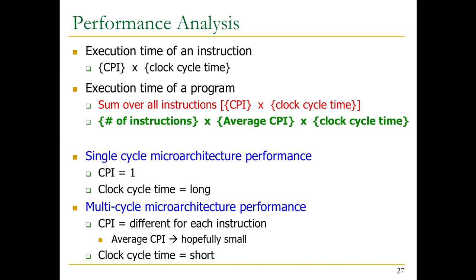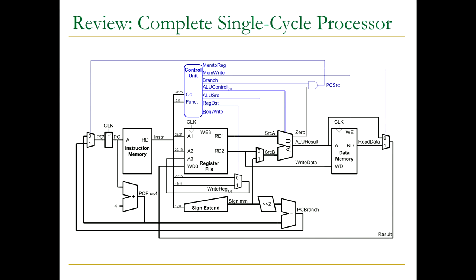In fact, there have been a lot of papers written to discuss what is the optimal clock cycle time of a processor. And people don't agree necessarily. But we'll talk about that. But the key point here is in a multi-cycle machine, you have 2 degrees of freedom to optimize independently: the cycles per instruction and clock cycle time. You don't have that freedom in the single-cycle microarchitecture.